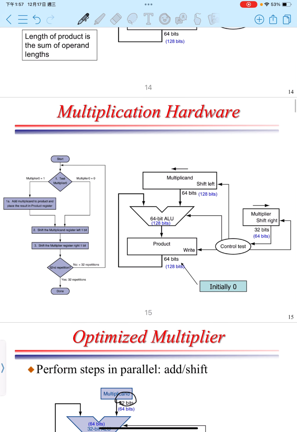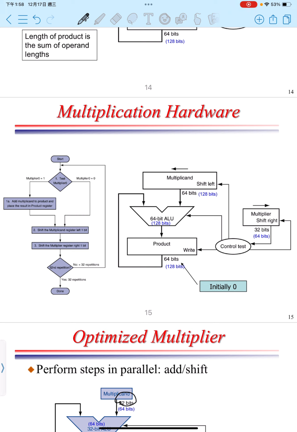Now, let's move on to the multiplication hardware in more detail. On the left side, we see a control flow diagram. The process starts by testing the least significant bit of the multiplier. If the multiplier bit is 1, the multiplicand is added to the product register. If it is 0, no addition is performed.